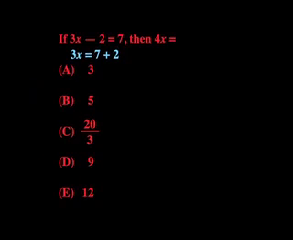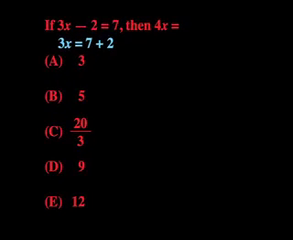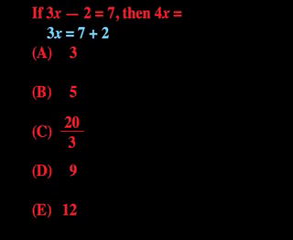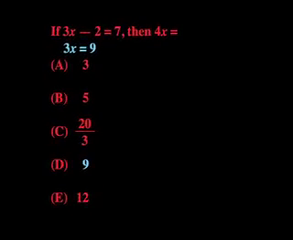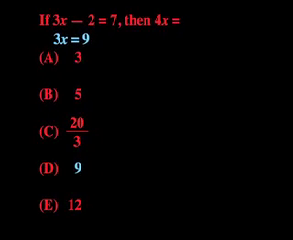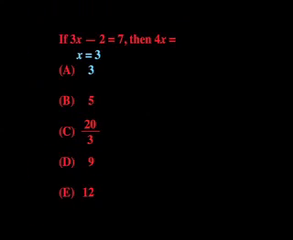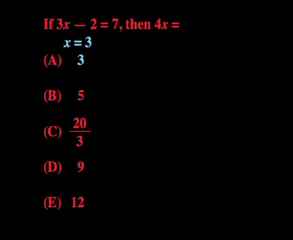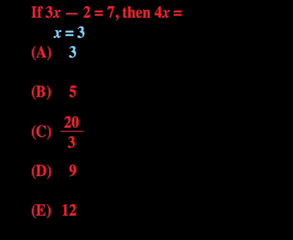Of course, we should change the sign when we move the 2 to the other side of the equation, so negative 2 turns into 7 plus 2 on the right-hand side of the equation. That means that 3x equals 9, and there's answer D with 9. Do you want to pick it? If 3x equals 9, then x equals 3, and there's answer A, 3. Do you want to pick it?